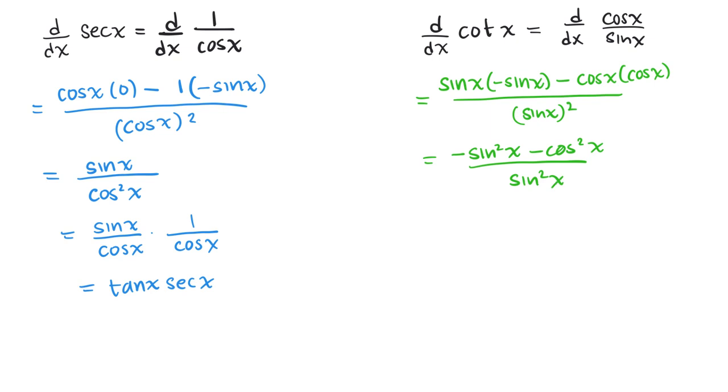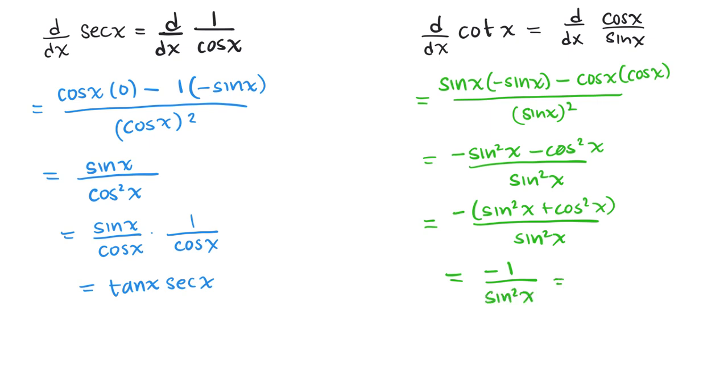And I know that the answer is supposed to be negative cosecant squared x, so we're going to go with that. Okay, I know that sine squared x plus cosine squared x is 1, but this is negative, so I'm going to take out the negative. And then the Pythagorean identity tells me that sine squared x plus cosine squared x is 1, so this is negative 1 over sine squared x, which is going to equal negative cosecant squared x, which is why the derivative of cotangent x is negative cosecant squared x.